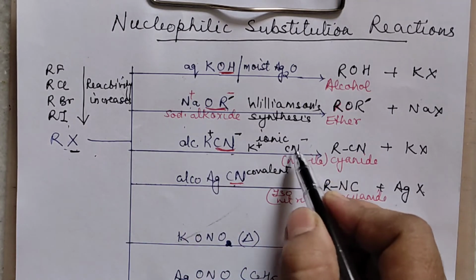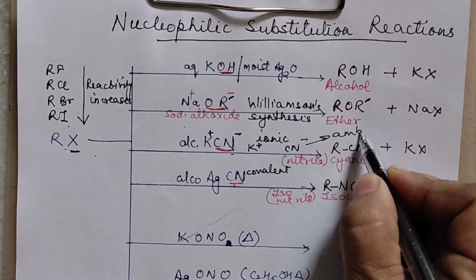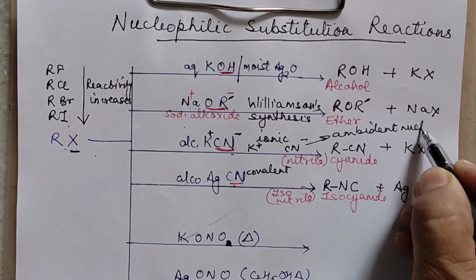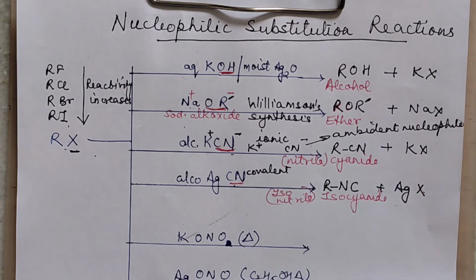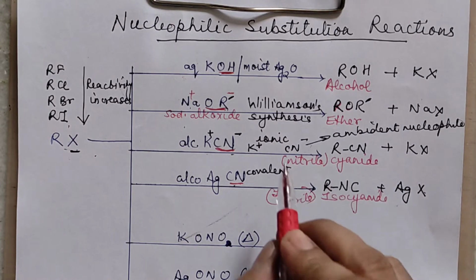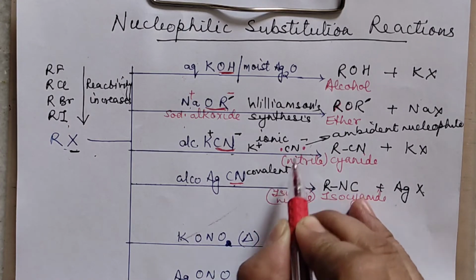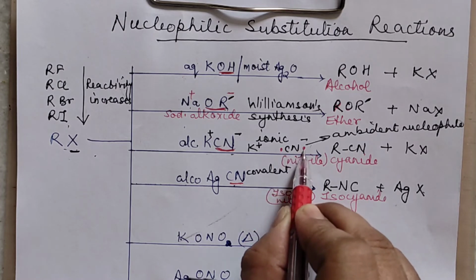is an ambident nucleophile. There is a new term we study here. Now what is an ambident nucleophile? Ambident nucleophile means it has two different points of attachment. That means this can either get linked through this carbon or it can get linked through nitrogen.